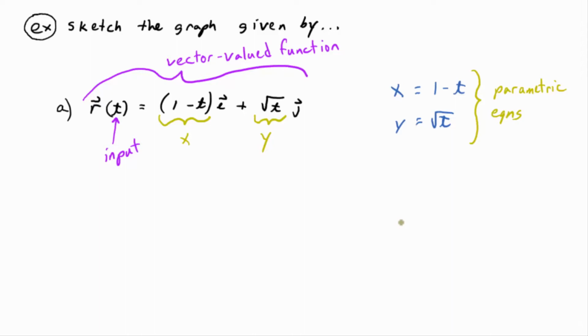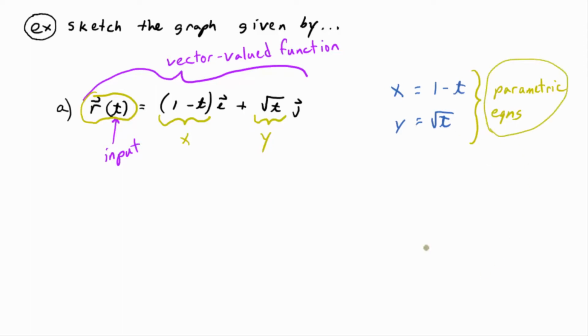Now, be flexible. Be able to write it in the vector R of t format. We would use the usual terminology. The parentheses t, R parentheses t, means R of t, just like f of x. F parentheses x means f of x. But the output's a vector instead of a number like you're used to. Okay, so be able to write it in vector form or parametric equation form.